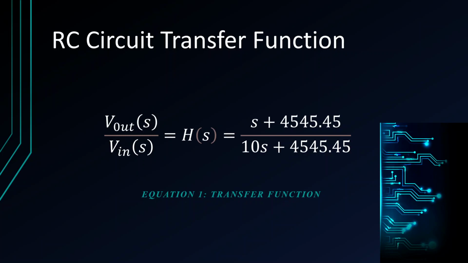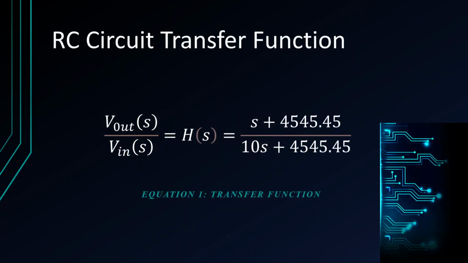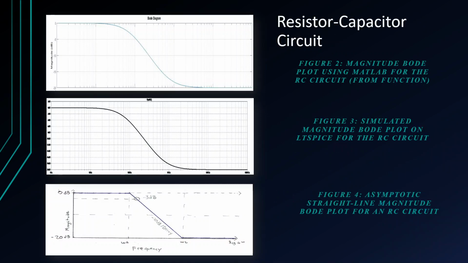Next, I derived the transfer function from the circuit we just saw, and here was the voltage out over the voltage input, which will create H of S. I did this using techniques I learned in my signals and systems class, which come in very handy. Next, here are the graphs obtained from all the different methods we used.